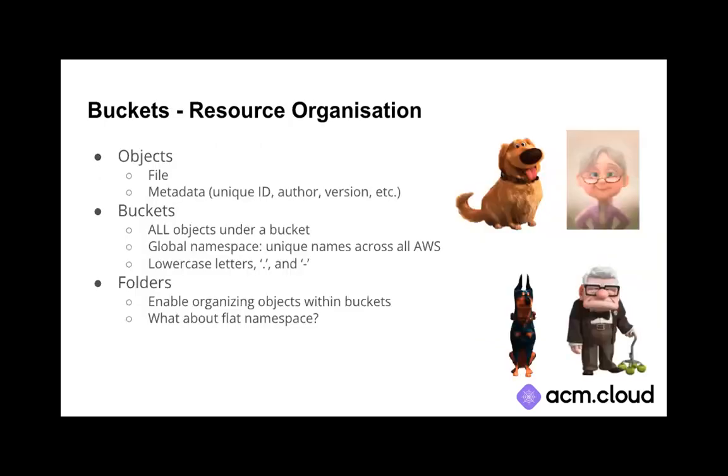And how do buckets actually work? Let's take this example of these pictures and these people. Buckets are like objects, and each object has unique metadata, a unique ID, an author, and a version. All the objects go under a bucket and have a global namespace, not across all AWS, but across all GCP. To name a bucket, you can only use lowercase letters, dots, and hyphens. That's the standard way of doing it. Inside a bucket, you also have folders to organize your things. So a bucket is basically your storage container, and all the files that you want to store are stored in a bucket.